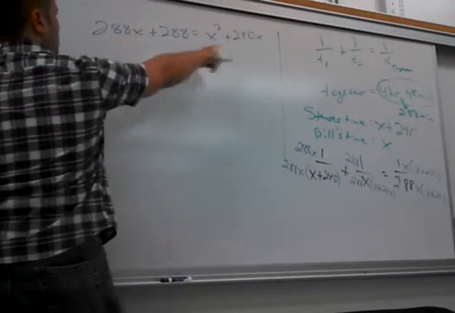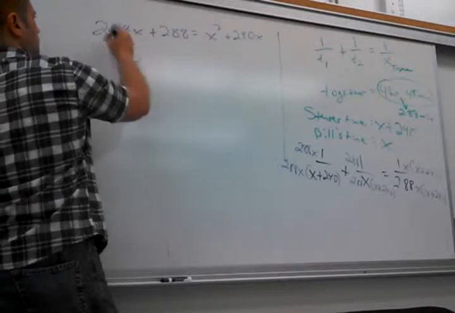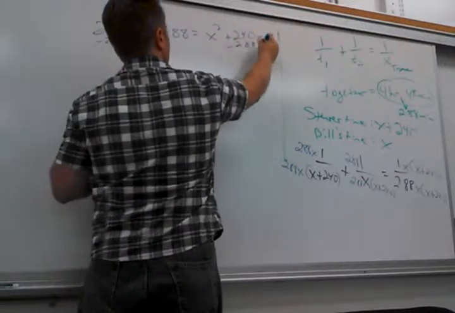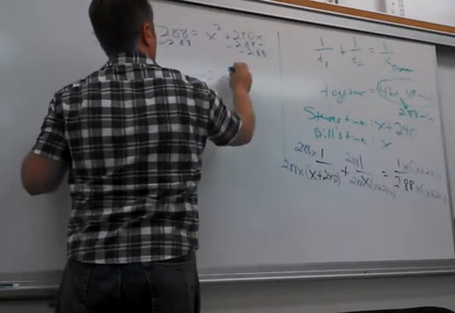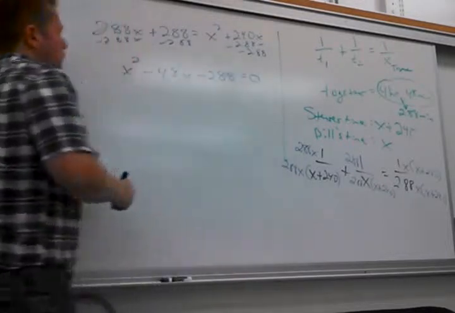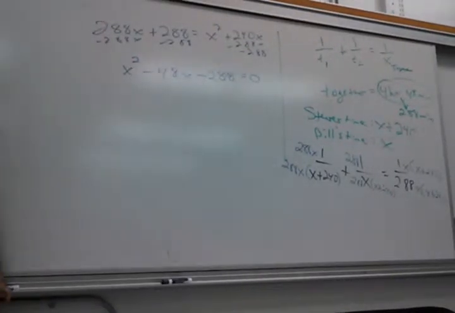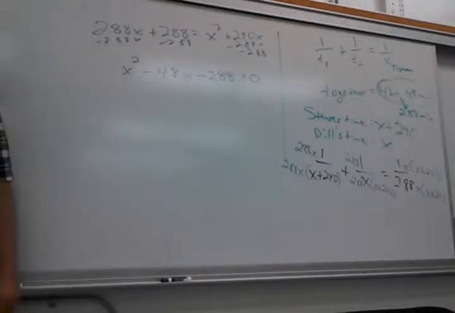So to solve this, you just get everything on one side. Subtract 288x. You got x squared minus 48x. Subtract 288. I just need numbers that multiply to be 288 and add to be 48. Well, I need two numbers. 27 won't go into 288.